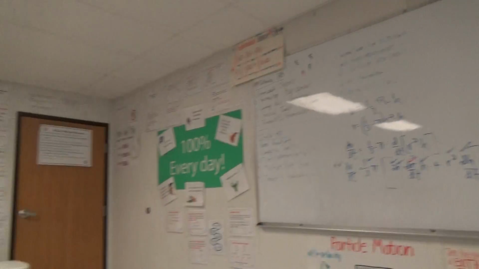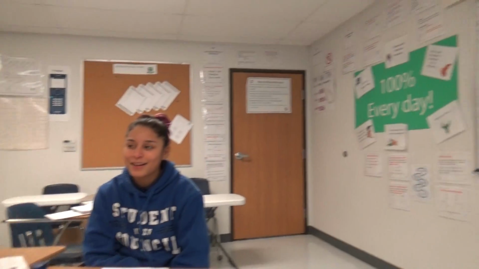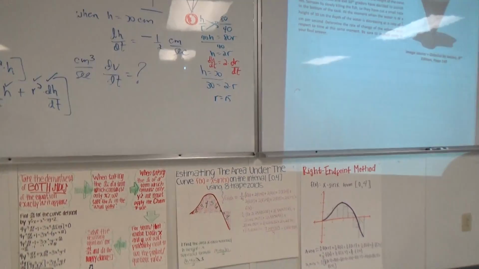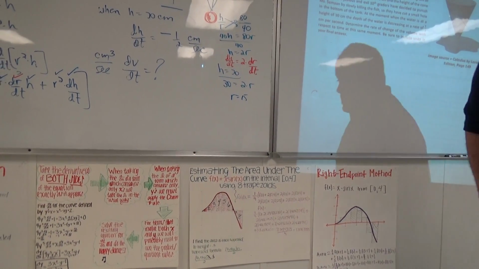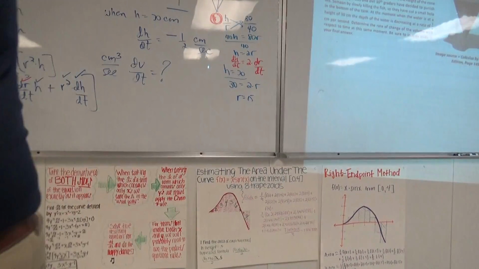So volume is decreasing, so the dV dt has to be negative. Sure, everybody's being negative. Can I turn it off? Yeah. So we do it then.